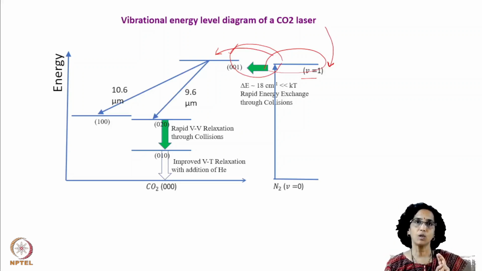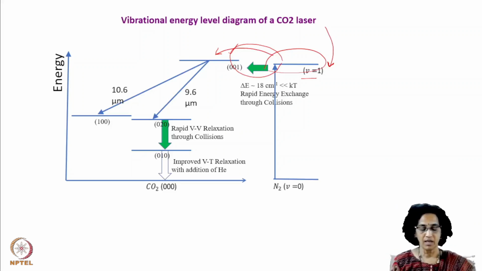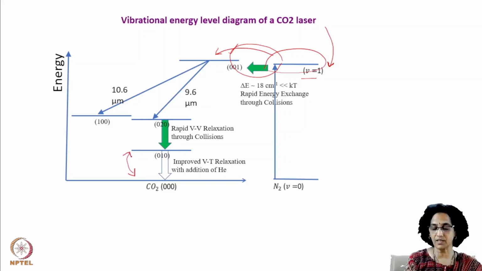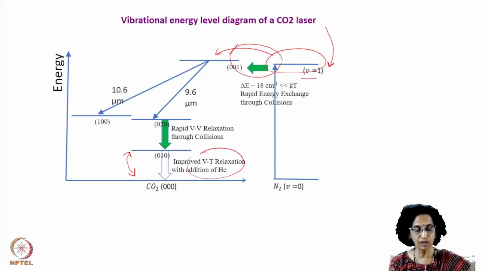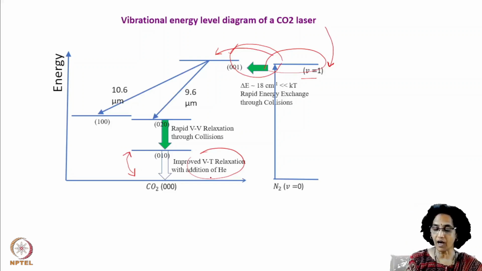Then the second drawback that we encountered when pure CO2 gas mixture is used is the lower level depopulation. This depopulation is very difficult because it has to be done only through VT relaxation, that is, it has to be transferred into the kinetic energy of the molecules. And because the energy involved is very large, this is difficult. And therefore, by the addition of large amount of helium, this depopulation becomes very easy.